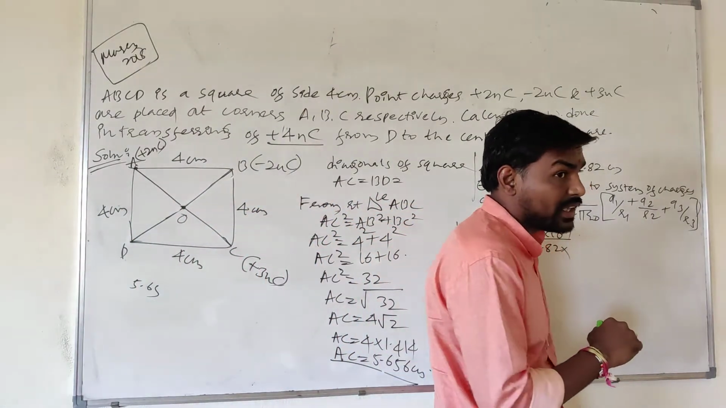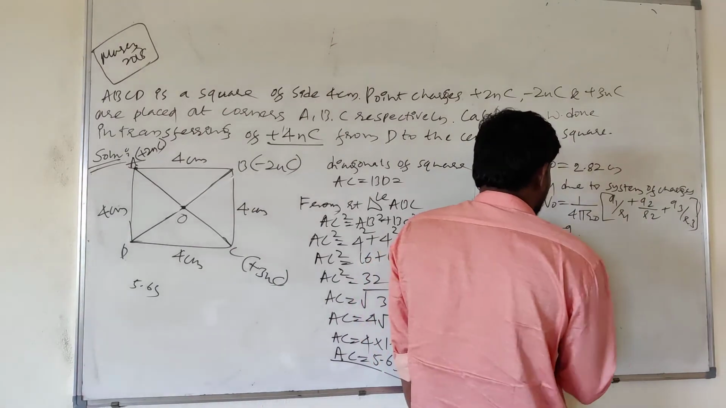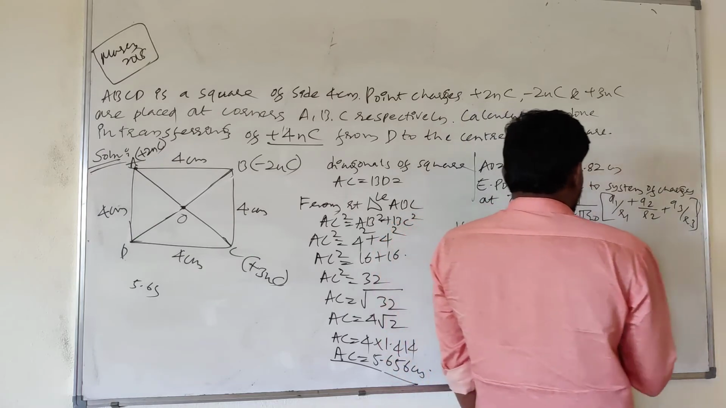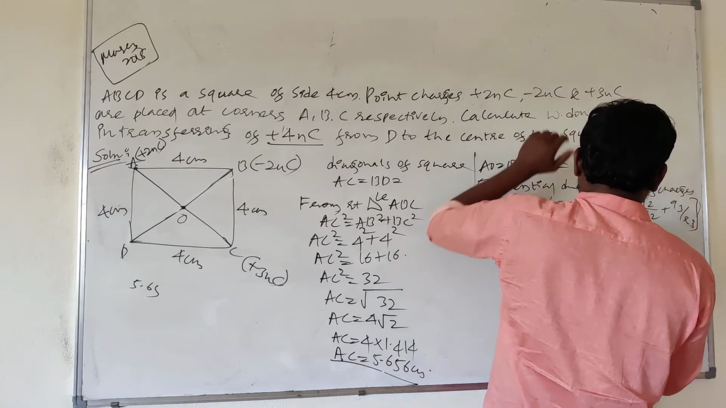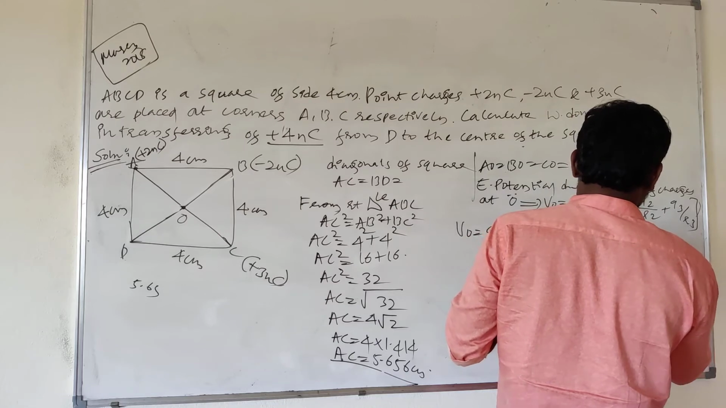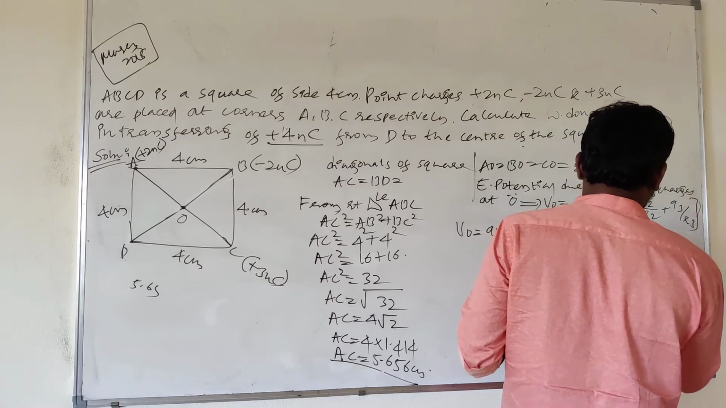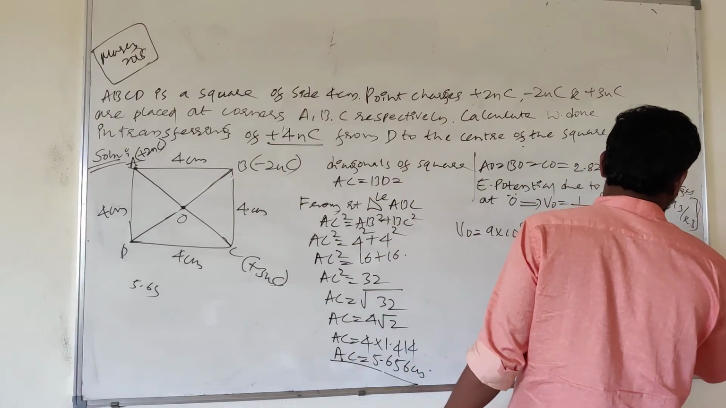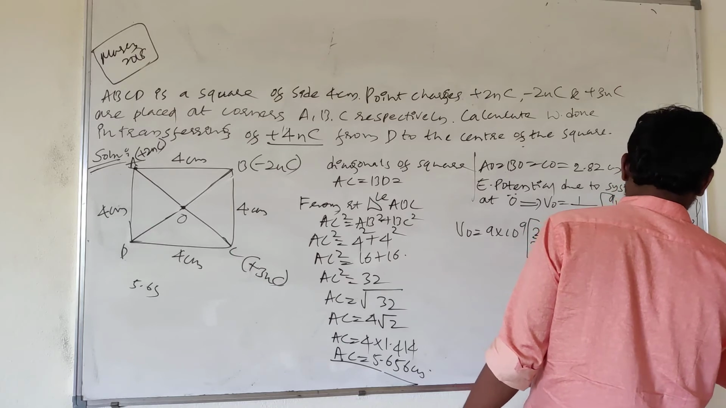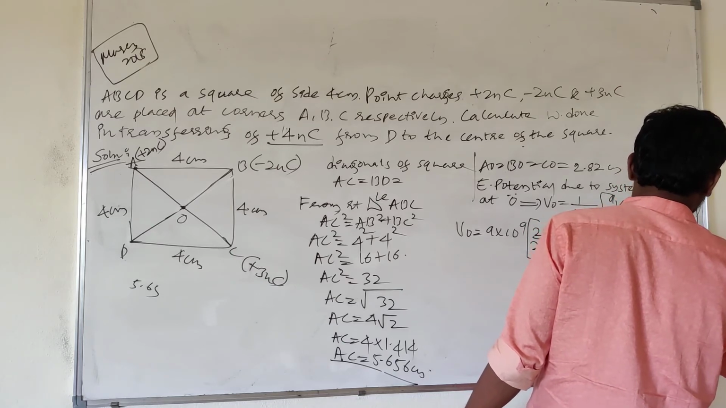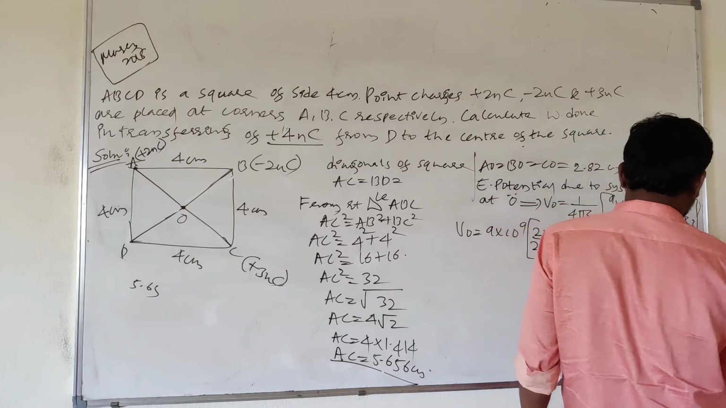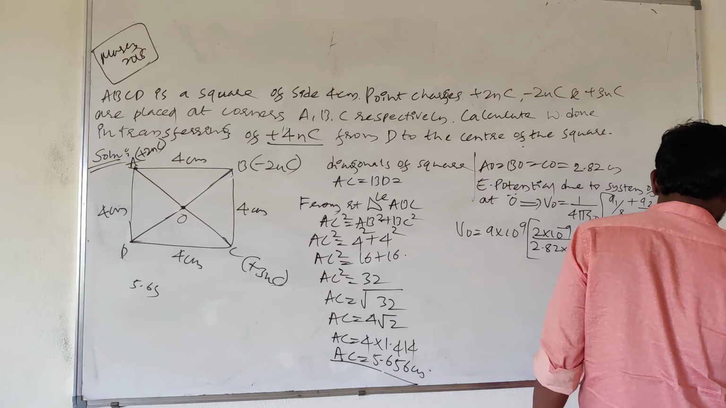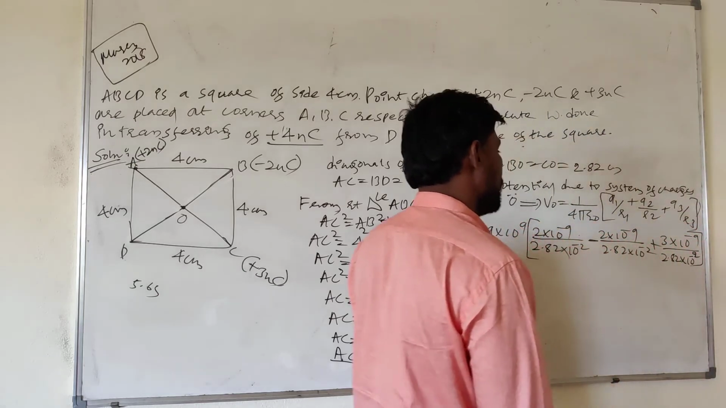2.82 centimeter. We have to convert centimeter to meter, 10 raised to minus 2. Then minus 2 nanocoulomb, 2 into 10 raised to minus 9, once again the same 2.82 into 10 raised to minus 2. Plus 3 into 10 raised to minus 9 by 2.82 into 10 raised to minus 2.